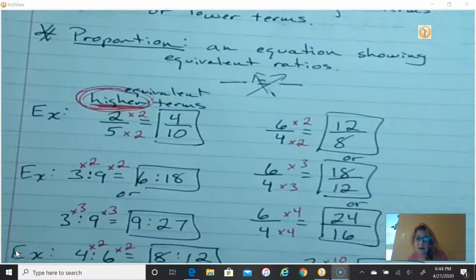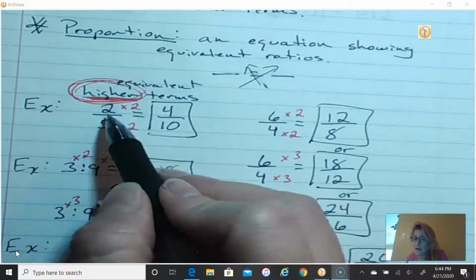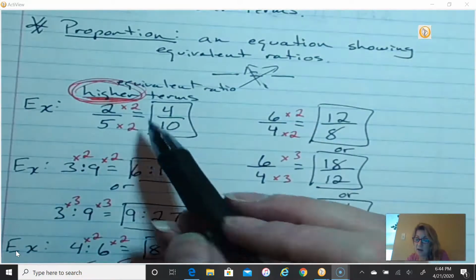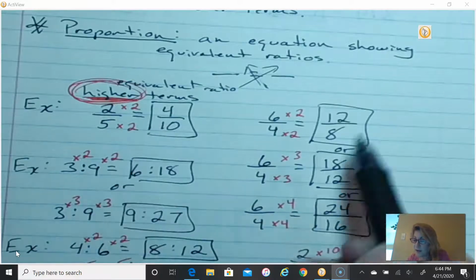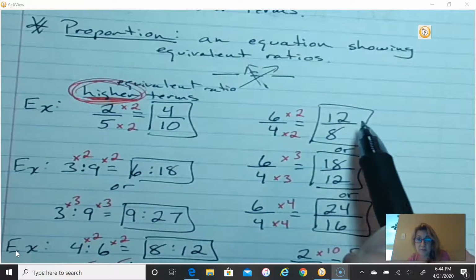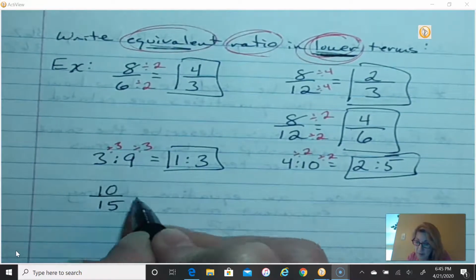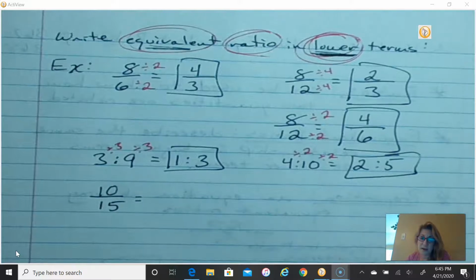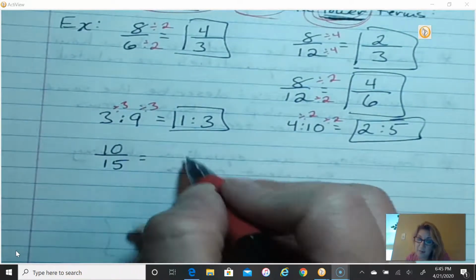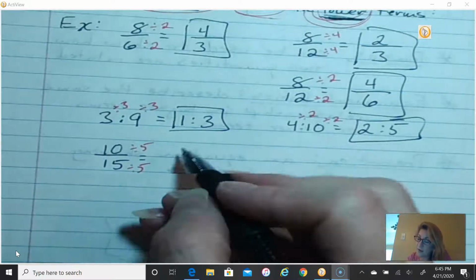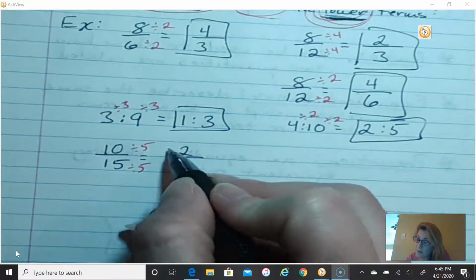This one over here, we needed equivalent ratio. I should have written that. That was in higher terms, so we multiplied. Notice we multiplied each time to make it go larger. This one we're getting in lower terms for, so we're dividing it. How about this one? What number can go in top and bottom equally to make it smaller? 5. 10 divided by 5 is 2, and 15 divided by 5 is 3.